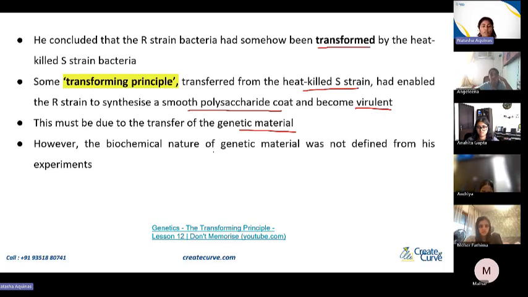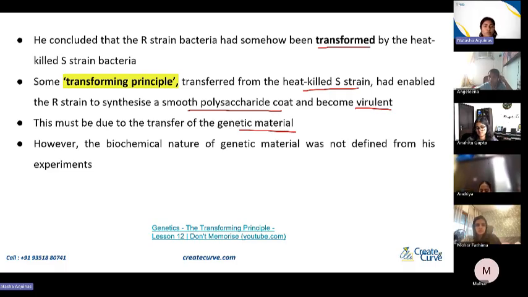However, the biochemical nature of the genetic material was not defined from his experiments. What kind of genetic material is it? What are its characteristics? What is its biochemical nature? Nothing could be defined from his experiment. All he could tell from this experiment was that something is getting transferred from the heat-killed S strain to the R strain, because of which the R strain is making a polysaccharide coat now. It's becoming virulent and it's killing the mice.